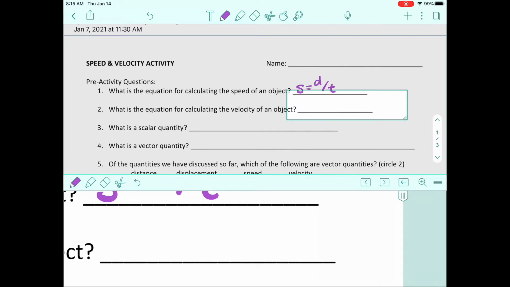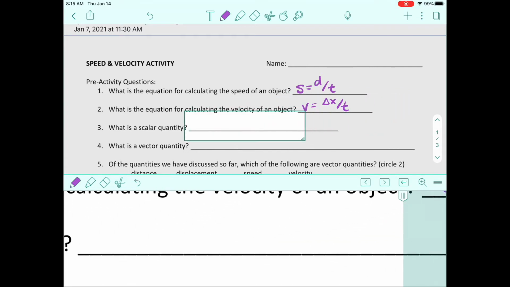For velocity, we use displacement over time. And remember that displacement requires a direction. So it's magnitude and direction. That makes it a vector. If displacement is a vector and we use displacement to calculate velocity, then velocity is also a vector.